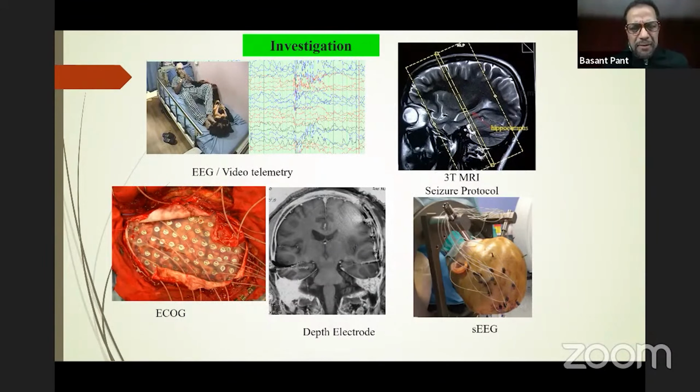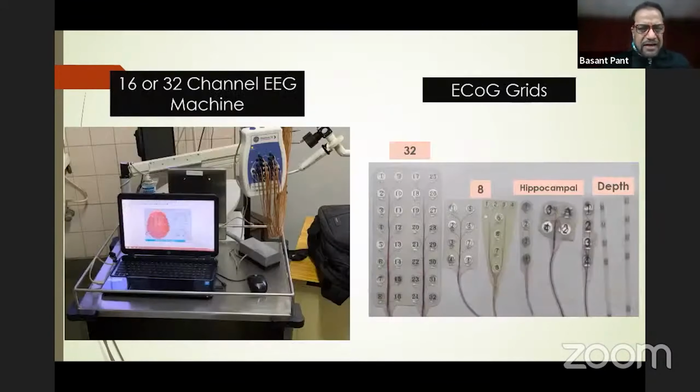So what is the basic EEG device that you need? You need a simple 16 or 32 channel EEG machine, which can be the EEG machine that you use in the OPD. You just take that to your OR and then use it. And some grids that you need. Most of them say that this is use and throw, but we don't do that. We put it in the gas and then re-sterilize and reuse it.